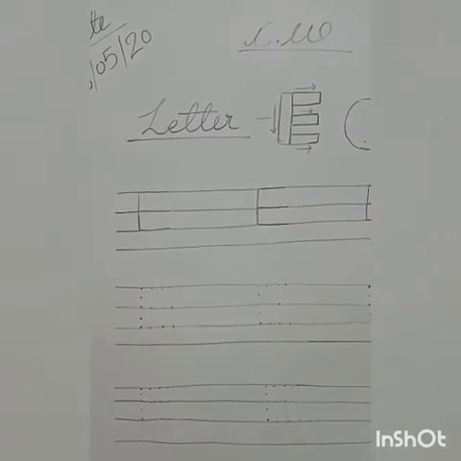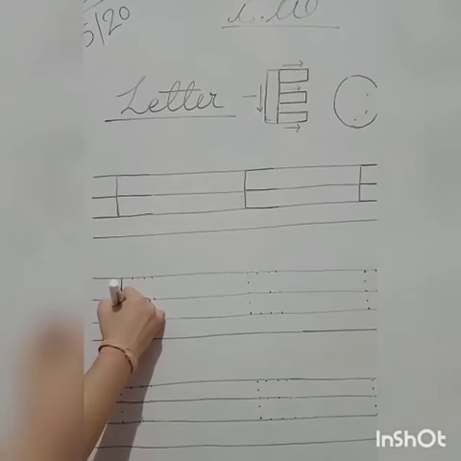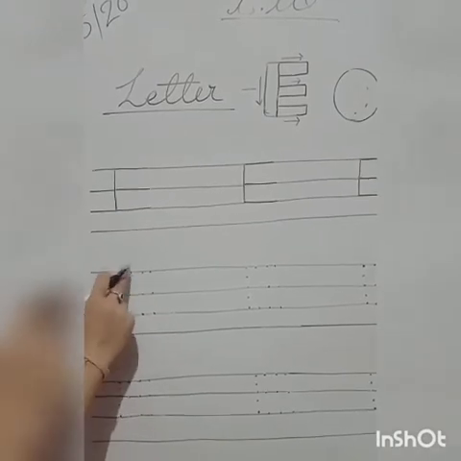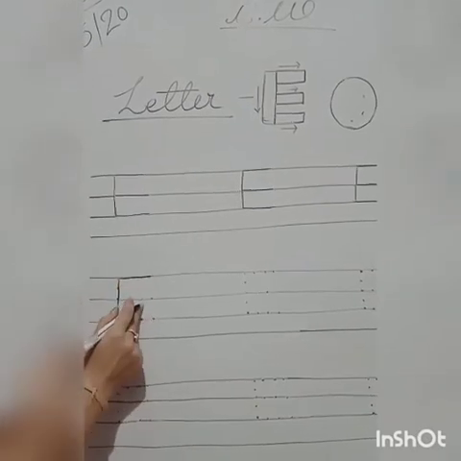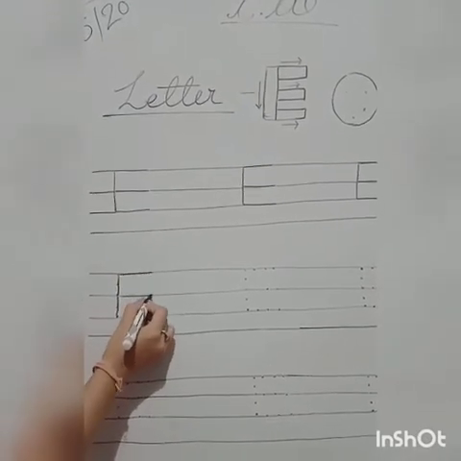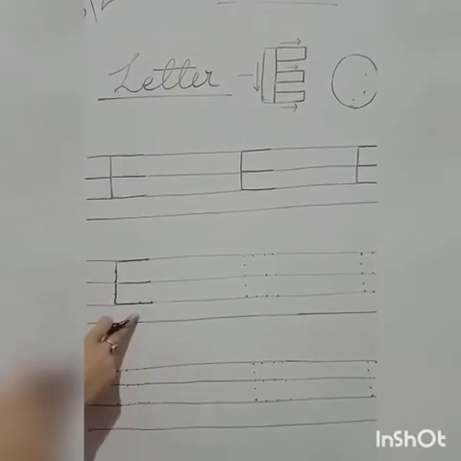Okay, let's start. Start from the top and draw a standing line down like this. Go again to the top and draw one sleeping line to the right like this. Then go to the middle and draw another sleeping line. Lastly, go to the bottom and draw one more sleeping line in the same way.